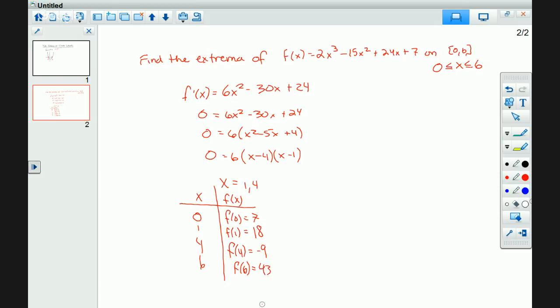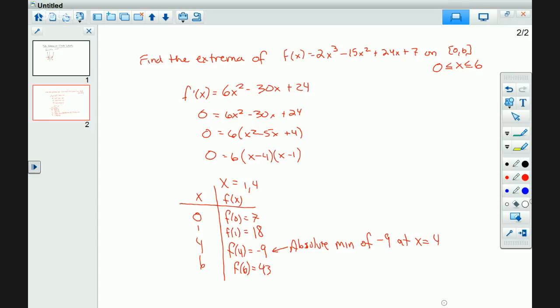That would mean that 4 is the absolute. We have our absolute min here. And then sometimes you have to state what that is. So the absolute minimum is negative 9 at x equals 4. Right, so the value is how tall or low it is. That's our minimum or maximum. And then the x value references your left or right.